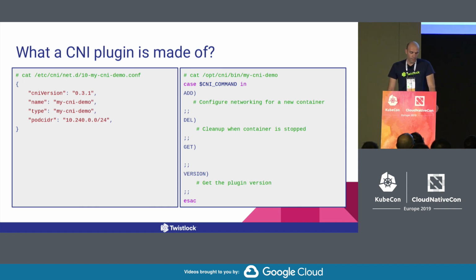The get command is rather ambiguous. I'd rather not talk about it today at all. It was also changed in the 0.4 specification to check. And the version command, which is trivial, it just returns the plugin version.